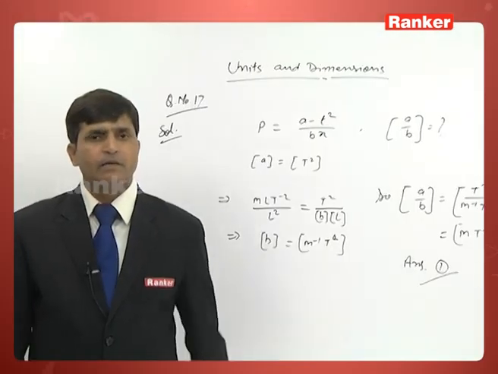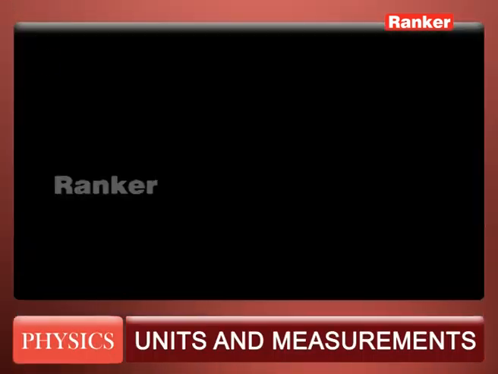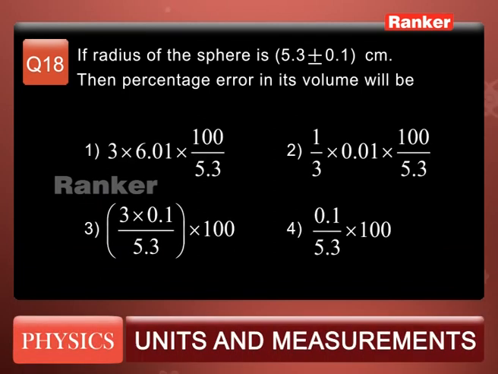Now come to the next problem. Now see question number 18. The question is given as: if the radius of the sphere is 5.3 plus minus 0.1 centimeter, then the percentage error in its volume will be. Option number 1 is 3 into 0.01 into 100 by 5.3. Option number 2 is 1 by 3 into 0.01 into 100 by 5.3. Option number 3 is 3 into 0.1 by 5.3 into 100. And option number 4 is 0.1 by 5.3 into 100.